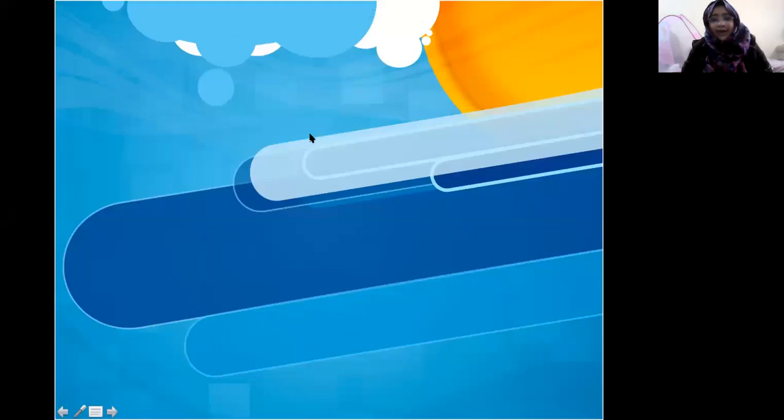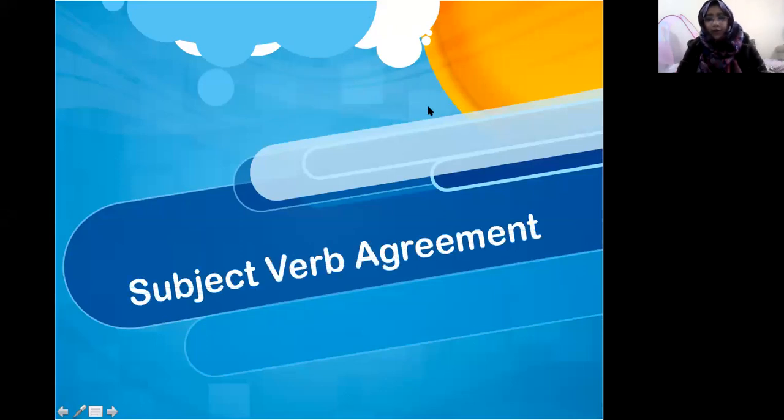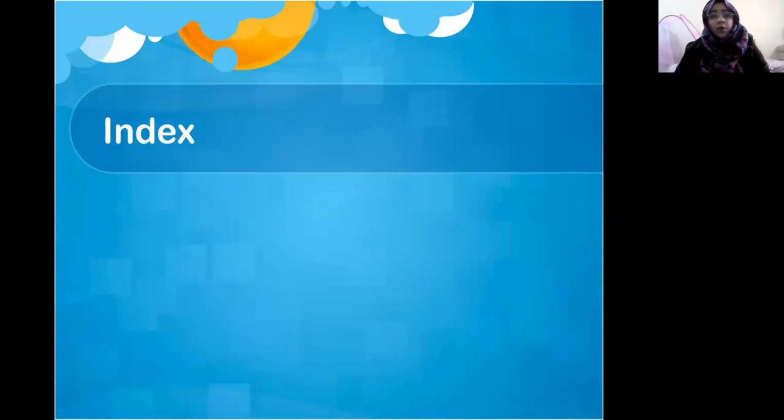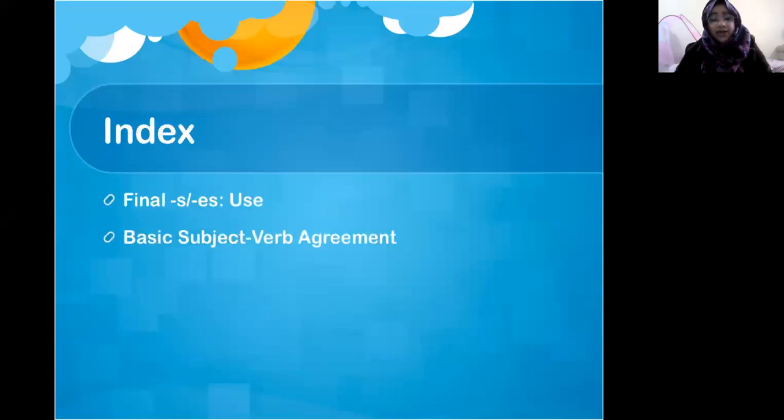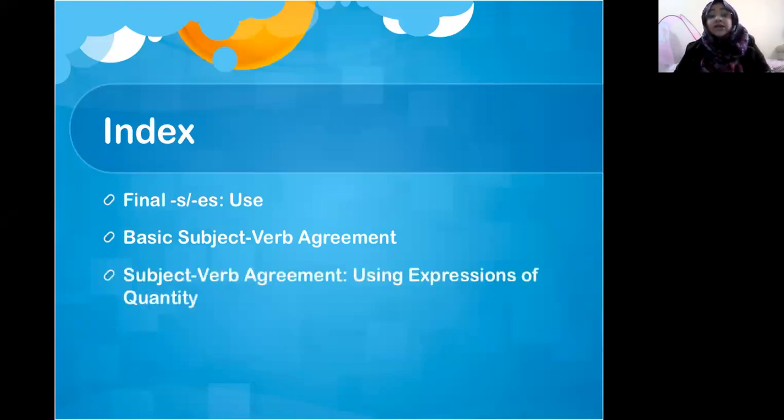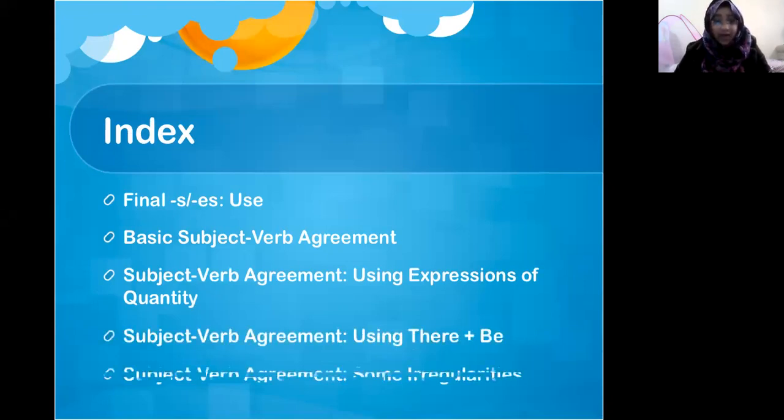All right. Now, this is what we are going to study today. This is what we are going to learn. Subject-verb agreement. In today's lecture we are going to see final S and ES, how and where we use this S and ES, basic subject-verb agreements, subject-verb agreement using expressions of quantity, subject-verb agreement using there plus be, and subject-verb agreement with some irregularities that we will see today.